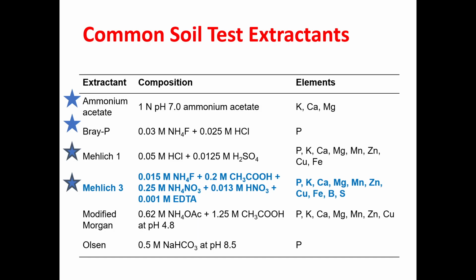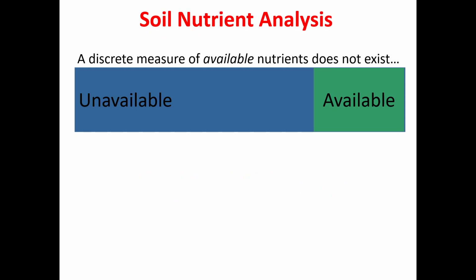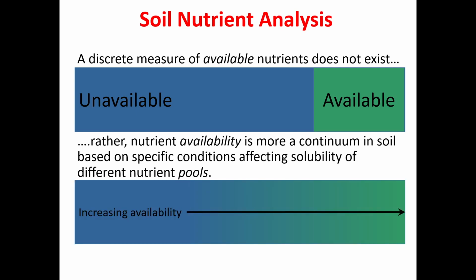If you go to New York, they actually use another test called Morgan. So the point is that when you're testing, make sure you're looking at what analysis was done by the lab. When you look into soils, there's nothing like available or unavailable. There's always a combination, because after what's in the soil solution is taken up by the plant roots, other parts will be released and eventually become available. So there are no clear boundaries of availability and non-availability, and this is what different tests do.